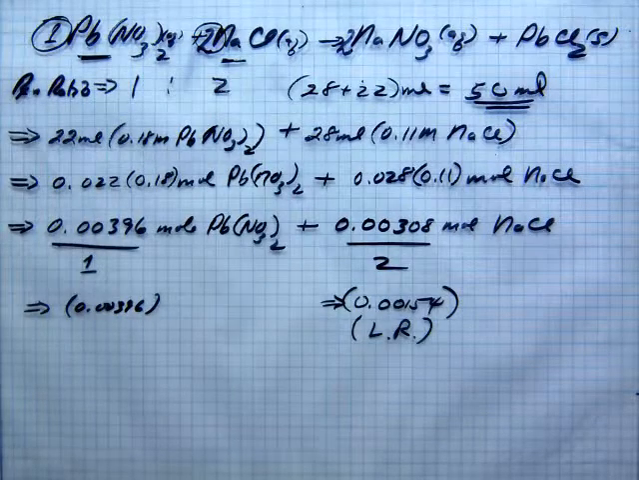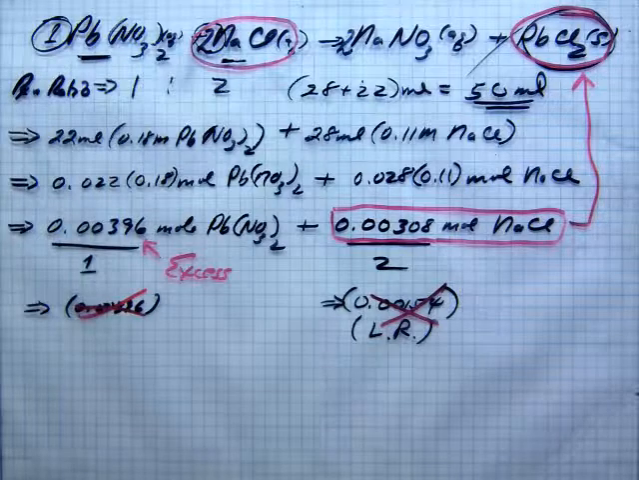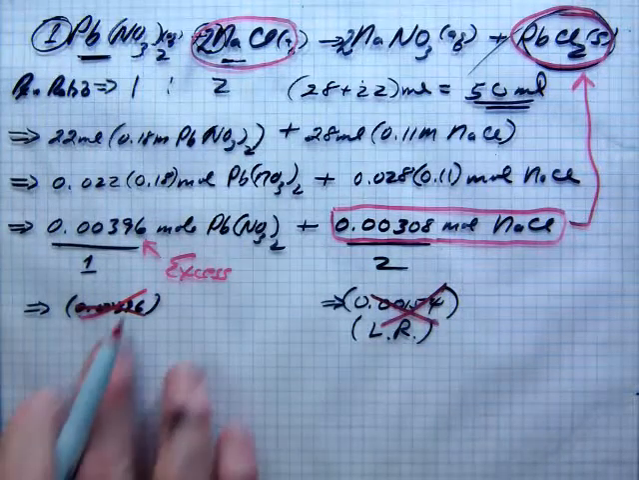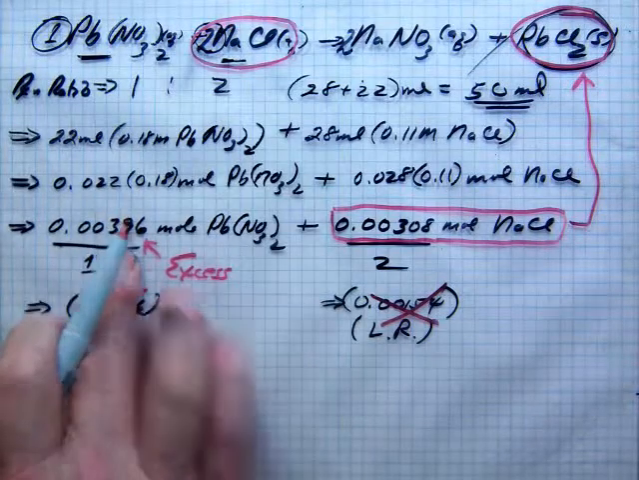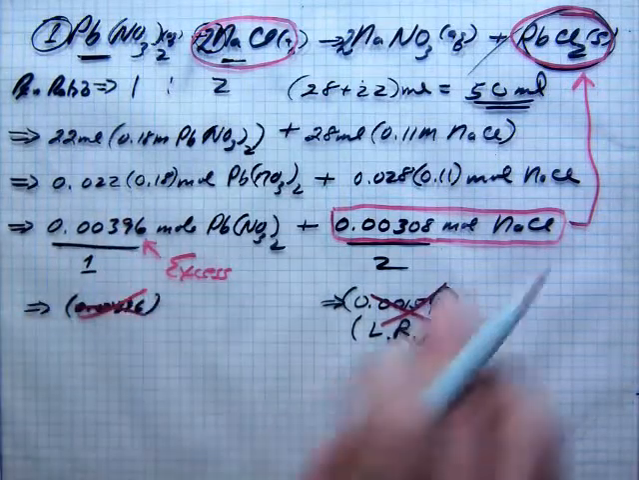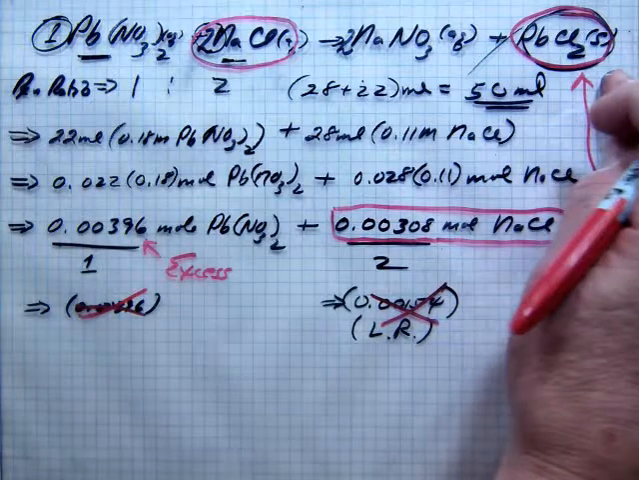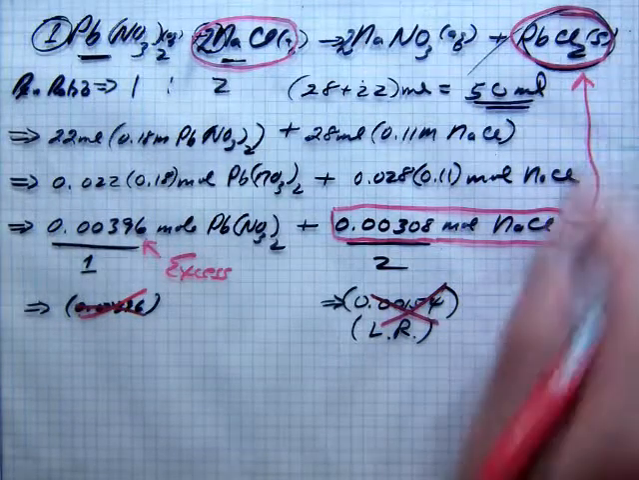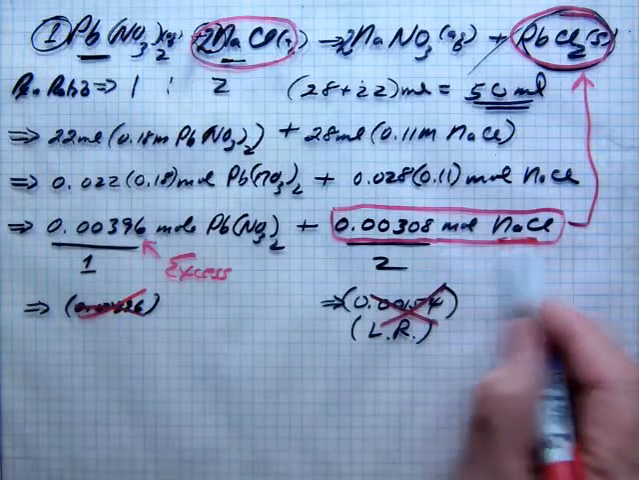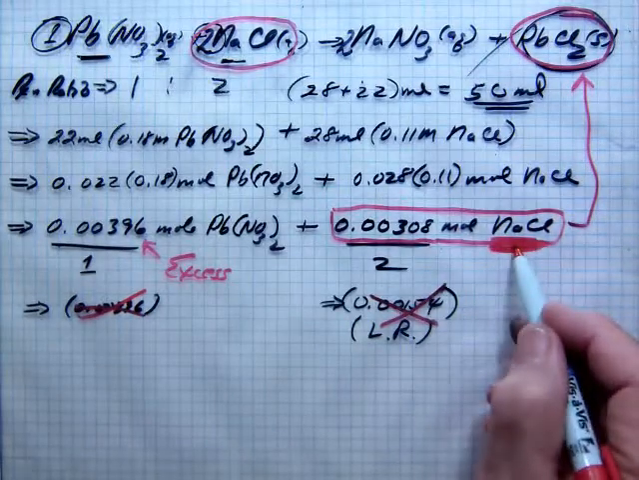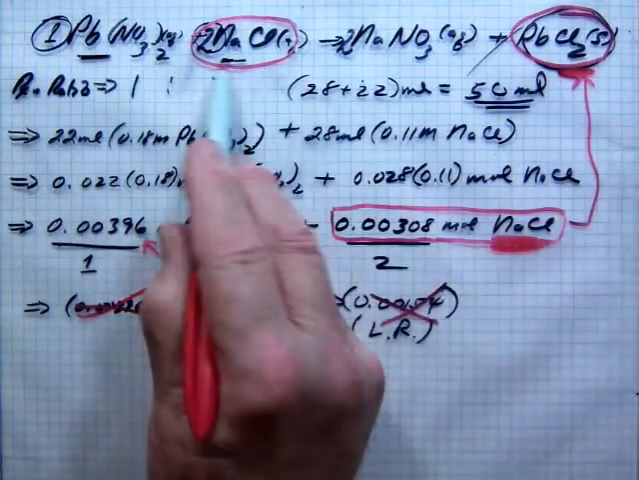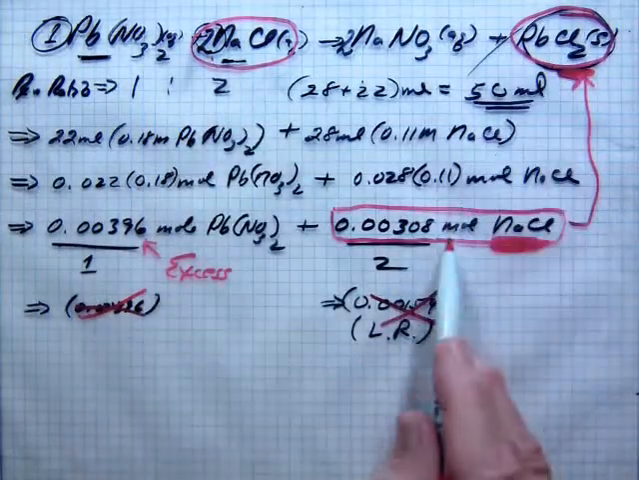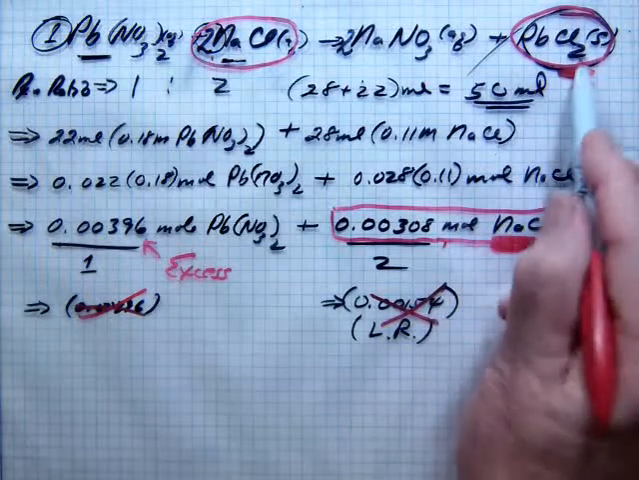Okay. Your excess is here, your limiting reagent. You have to make your calculation based on the limiting reagent. This is sodium chloride, look, right? This is lead chloride. So when you look at the equation, it takes 2 to 1. Same here, 2 to 1.